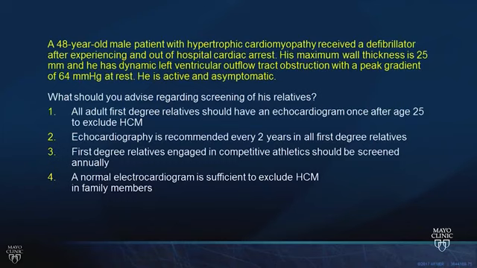So this is very important because it's kind of the basic underlying principles that you have to discuss with your patients who come in with hypertrophic cardiomyopathy. Okay, so all first-degree relatives once, echo every 2 years, first-degree relatives in competitive athletics, screened annually, and a normal electrocardiogram sufficient to exclude hypertrophic cardiomyopathy in family members.